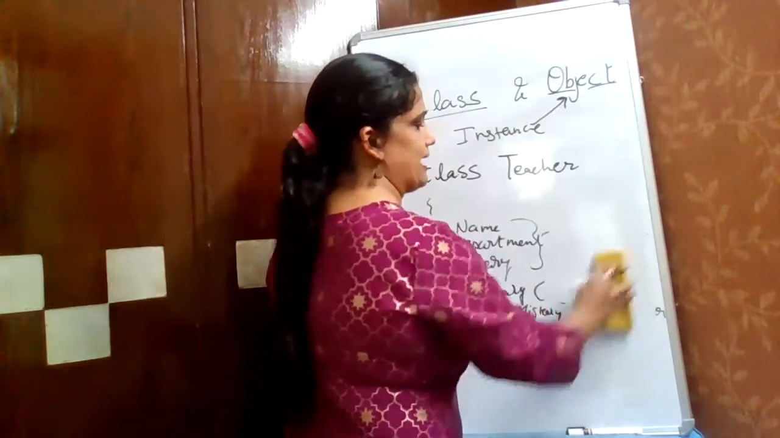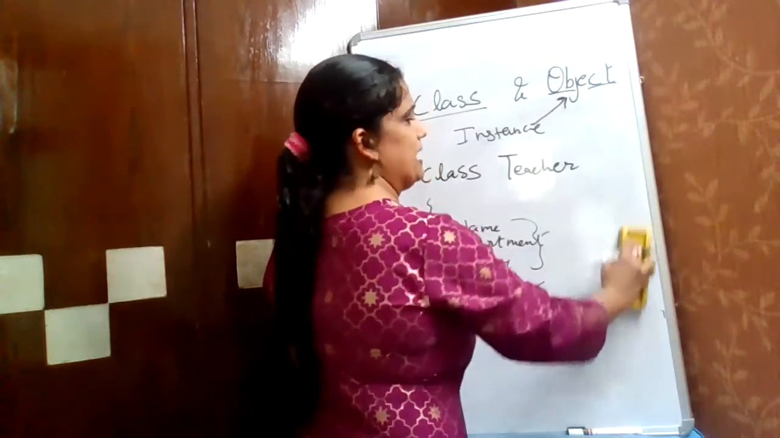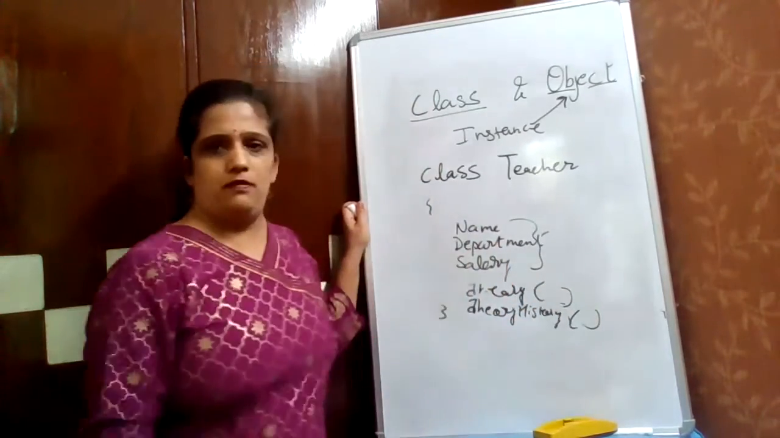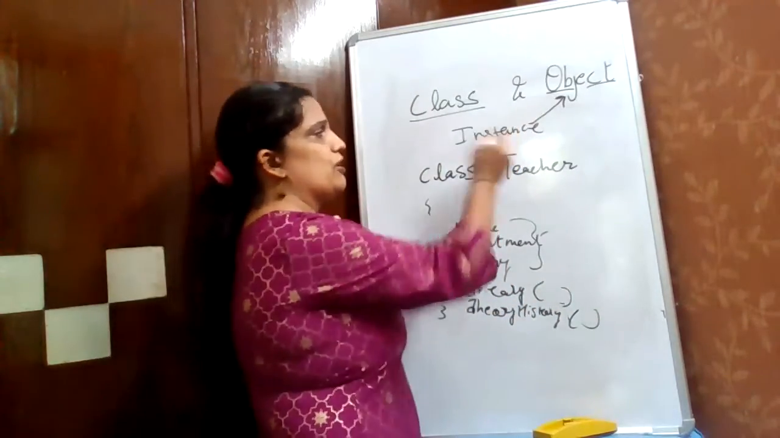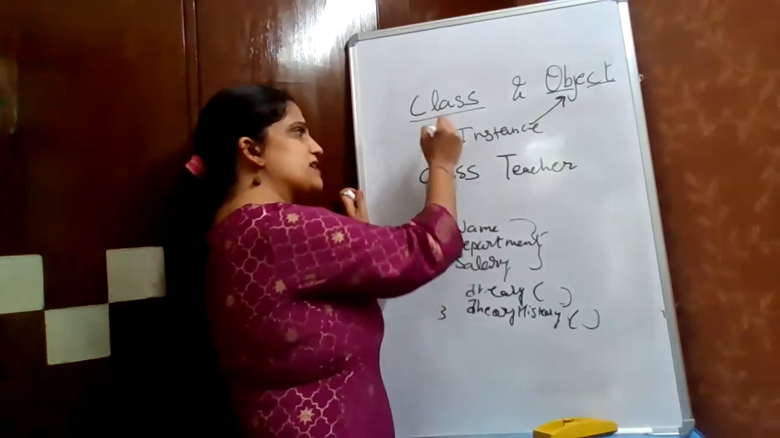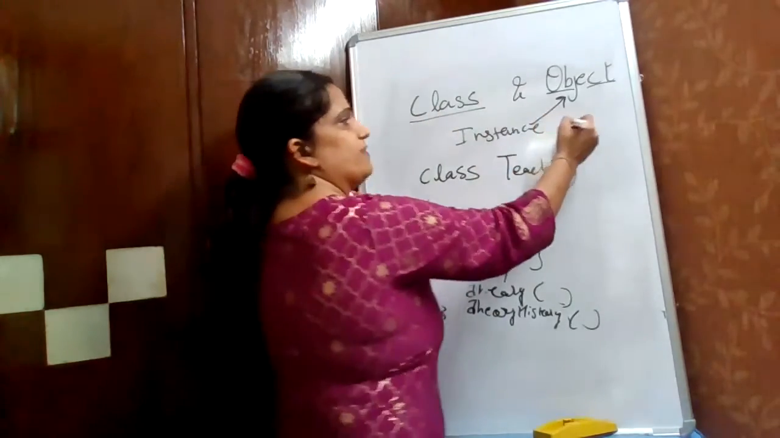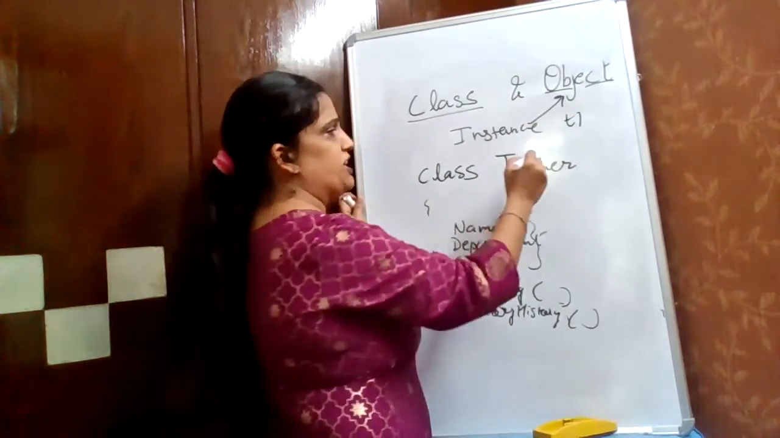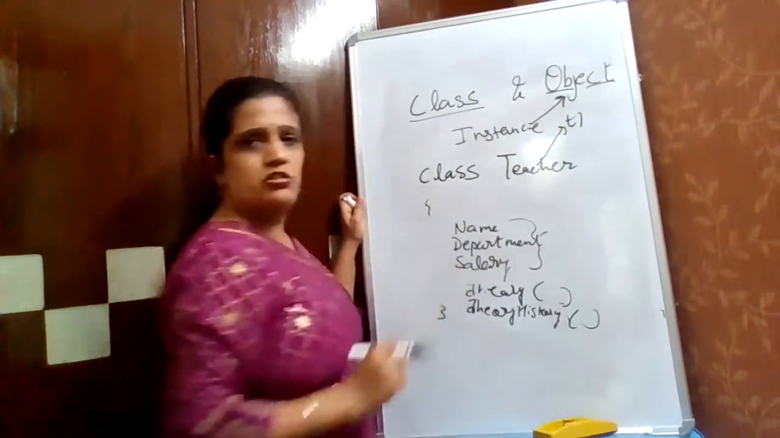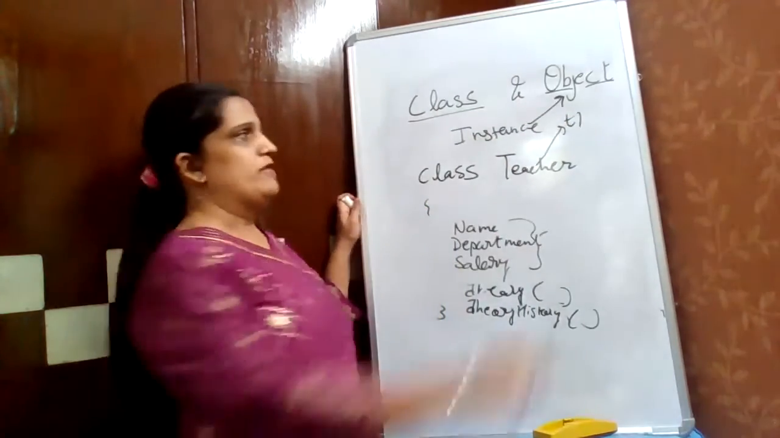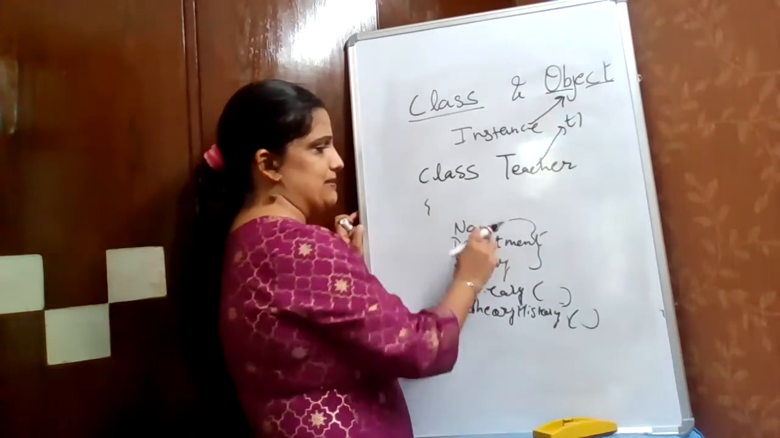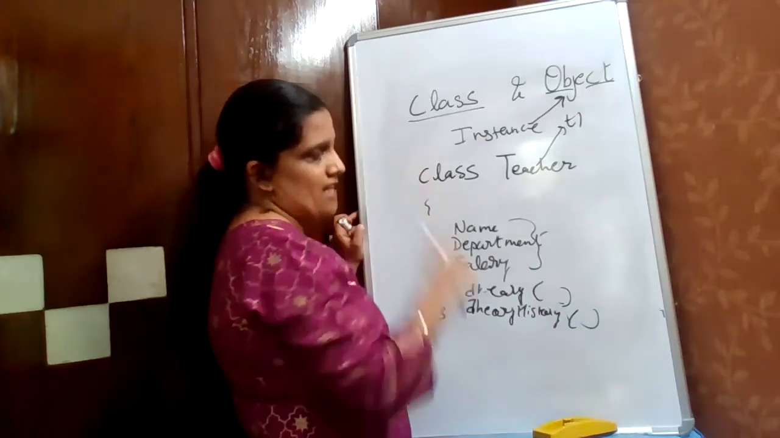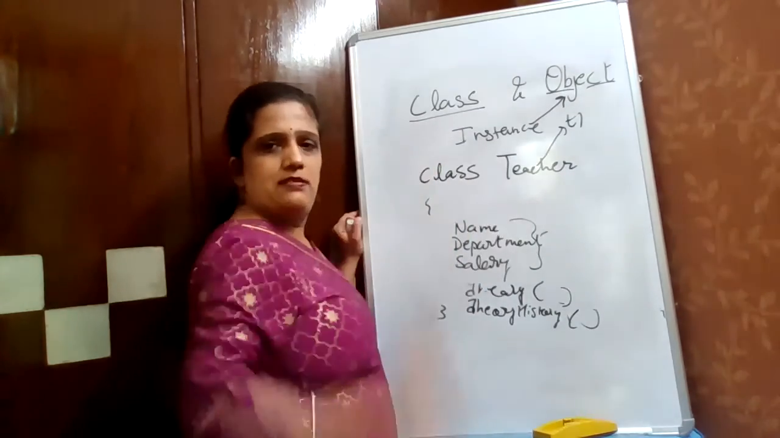Now here I need to take the help of this object. With the help of the object only I can access these member functions or these variables. So the object is your instance. Instance of what? Instance of this class. For example, I have given the name T1 to my instance. So T1 is an instance of teacher. With the help of this T1, I can access these functions.